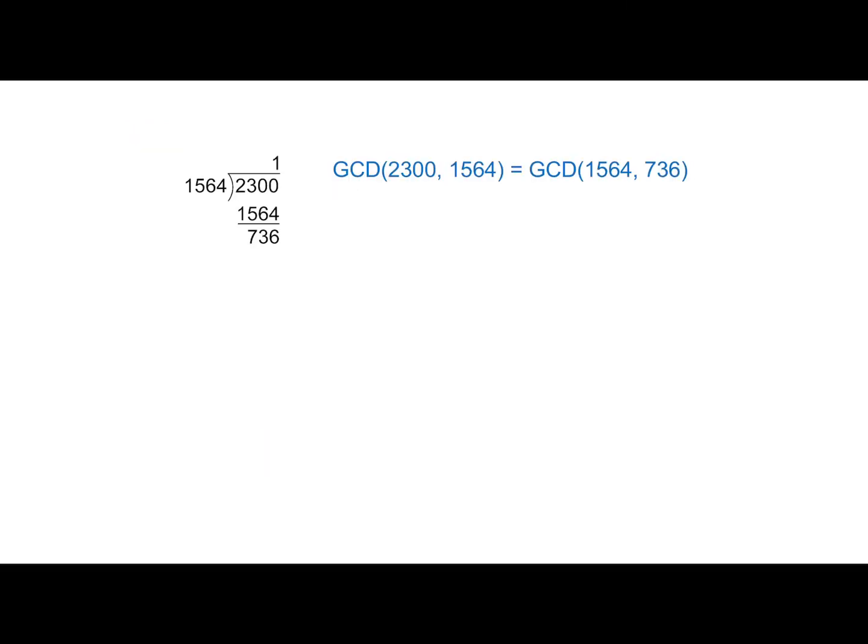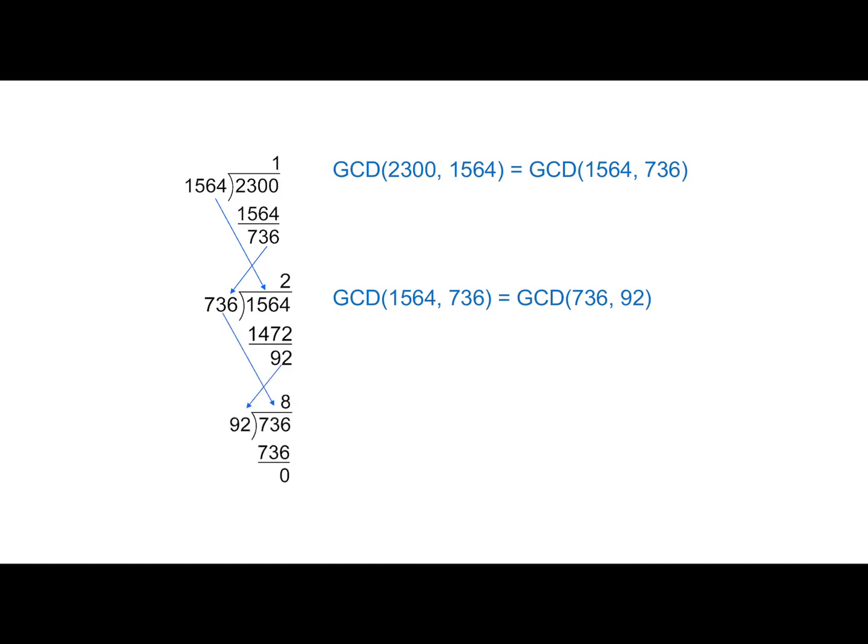When I divide 1564 by 736, I get a quotient of 2 with a remainder of 92. So I can again say that my GCD is now equal to the GCD of 736 and 92. And I'm going to divide again. So I want to divide 736 divided by 92. I get a quotient of 8 with a remainder of 0.